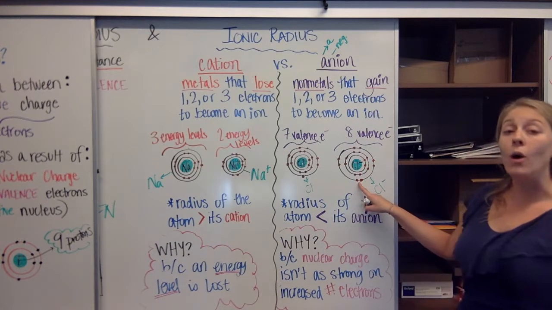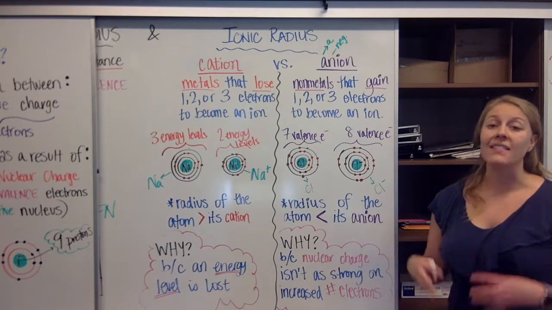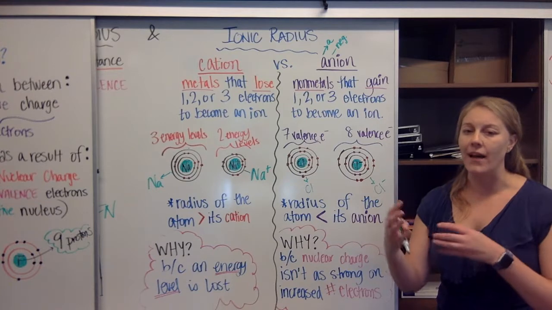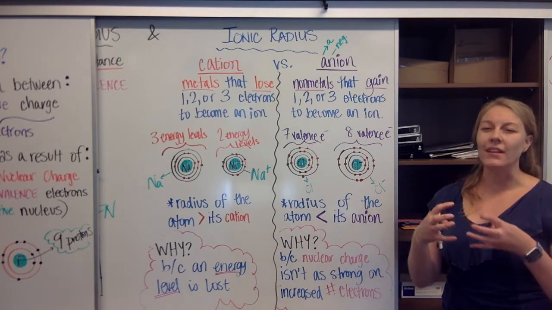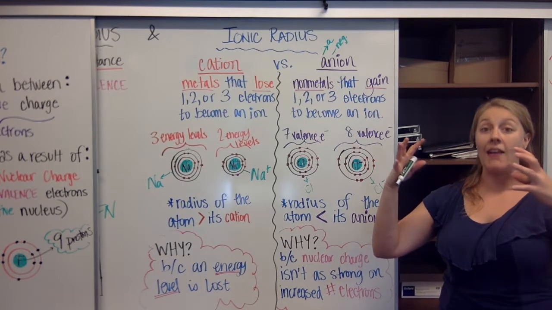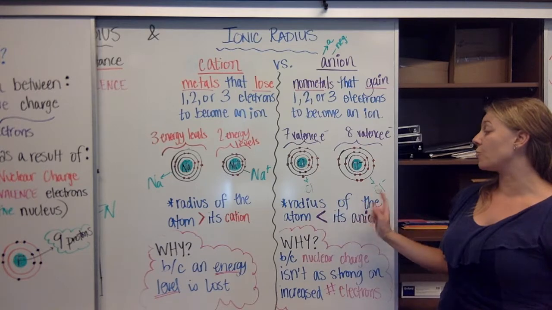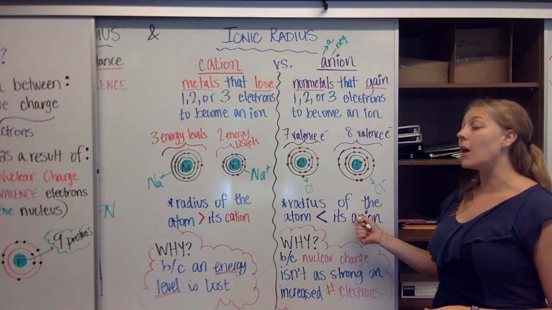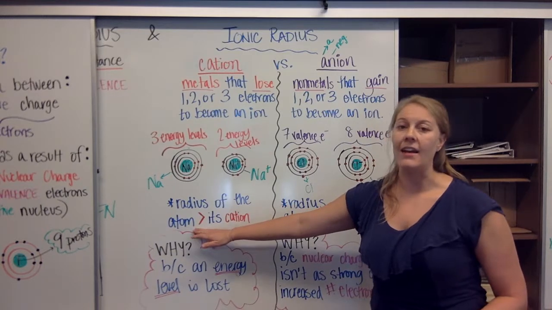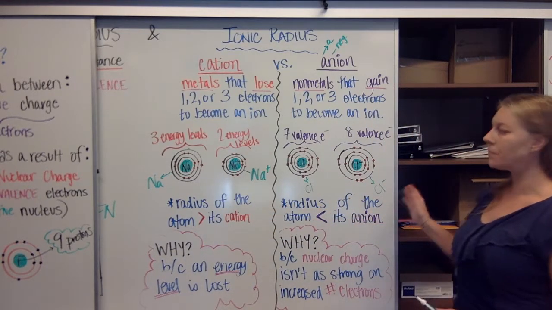Well, what we see here is that the nuclear charge is not as strong with increased electrons. So the more electrons you add, that positive nucleus is not able to hold on to those electrons as tight. So the ion starts to get bigger, okay? So here, for the anion, the radius of the atom is smaller than its anion. The atom is bigger than its cation, and the atom is smaller than its anion, right?